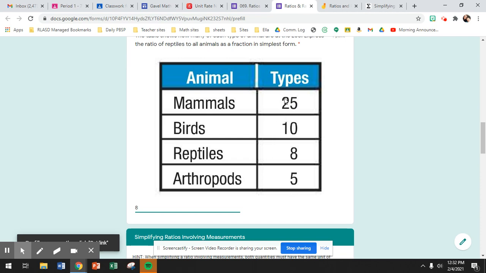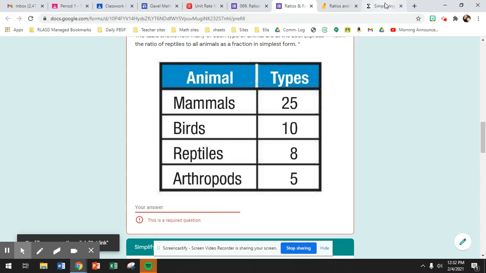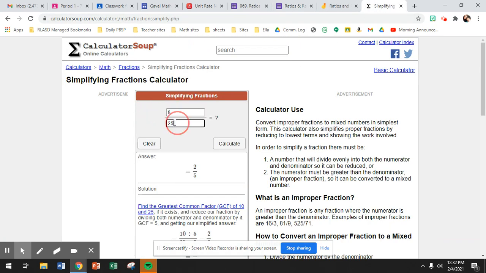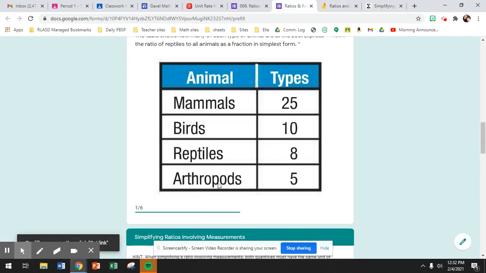So 25 plus 10 is 35. 35 plus 5 is 40. 40 plus 8 is 48. So I might be tempted to do 8 to 48, but I know that they are both even numbers, so it can be made smaller. So go ahead and do that. Your answer is going to be 1/6.